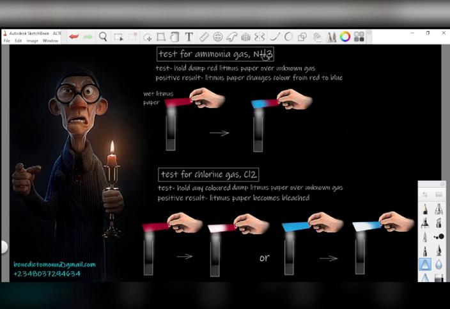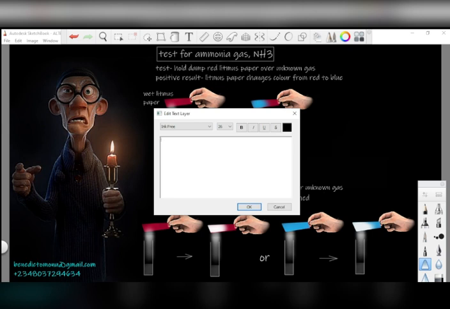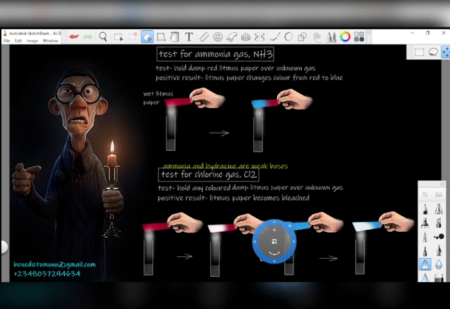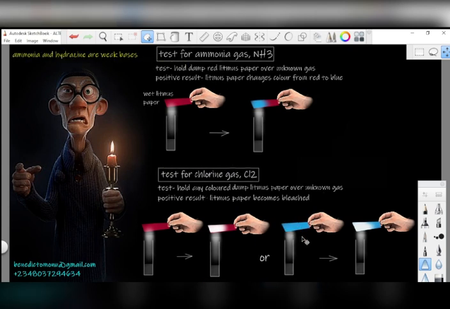Let's test for ammonia. Ammonia is a basic gas. It's an example in chemistry of a weak base. Another example is hydrazine, but ammonia is the common thing they would tell you in the exam or you'll come across in the exam. So ammonia and hydrazine are weak bases, and we know what bases can do. They turn litmus paper that is red to blue. So ammonia and hydrazine are examples of weak bases. Should you be asked to give examples of weak bases, ammonia is a weak base.